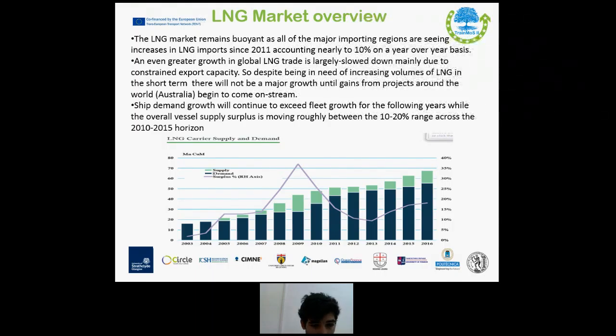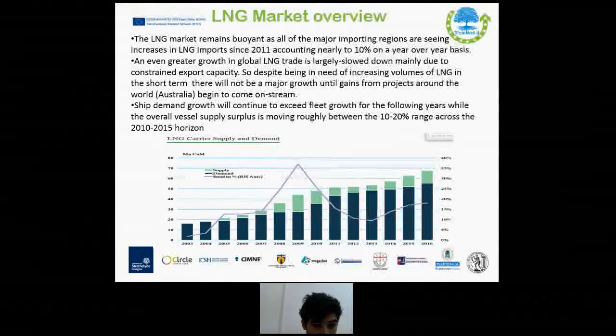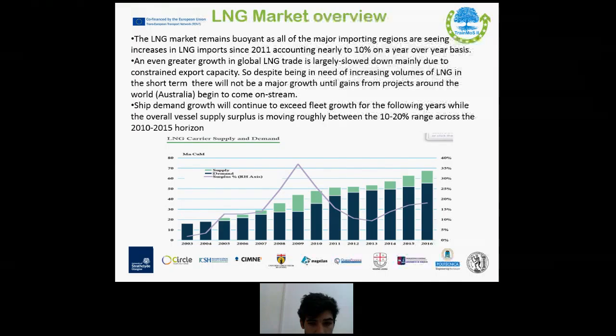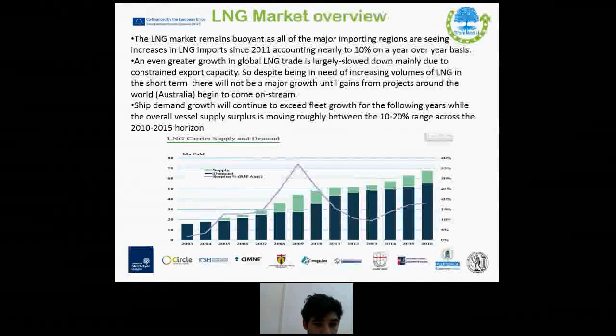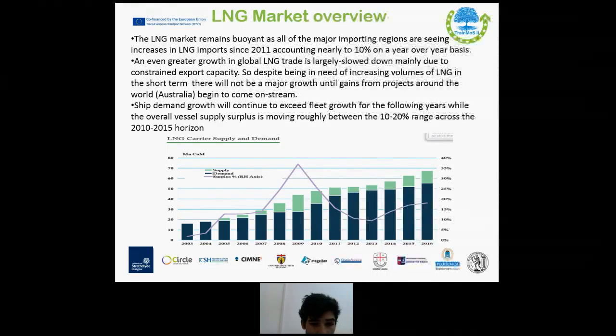Ship demand, as we observe also in the graph, ship demand growth will continue to exceed fleet growth for the following years, while the overall vessel supply surplus is moving roughly between 10 to 20%, as we can see in the figure, across the 2010-2015 horizon.